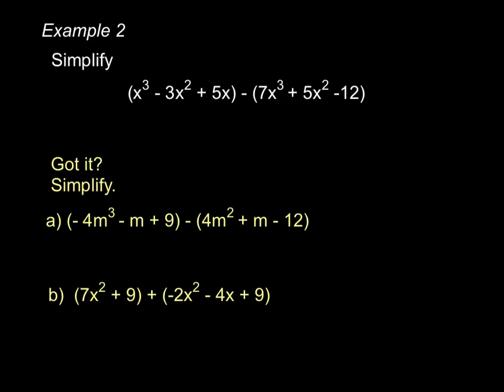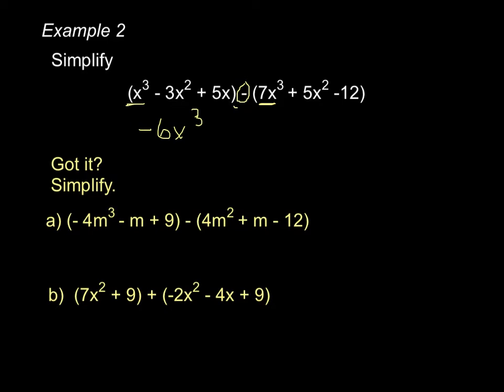Right? So let's look at this example number 2. And again, you could do it horizontally. If you prefer to set it up vertically, you can do that, whatever you're most comfortable with. I tend to just leave them in a horizontal fashion and then go ahead and combine the like terms. So here notice that we've got a subtraction problem. So I'm taking whatever is in the front polynomial and subtracting whatever is in the back polynomial. I'm going to start with x cubed minus 7x cubed. So 1 minus 7 would give me a negative 6x cubed.